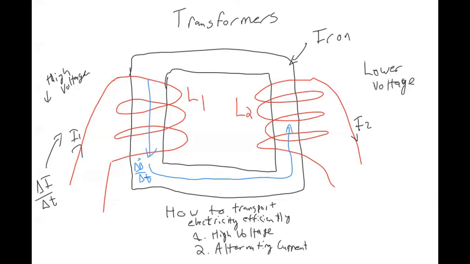We need high voltages. And then having an alternating current will allow us to get a changing magnetic field through inductor one for free, basically. And then that changing magnetic field will induce a current in inductor two due to Faraday's law. And so with this kind of a system, we basically get for free the ability to go from a very high voltage to a very low voltage. And that's why we want to use an alternating current source.